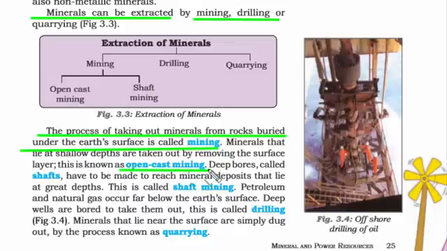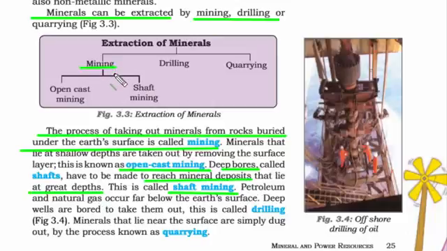What they do is, with the help of dynamite, they blow the earth's surface to remove the layer that contains the mineral. Another type of mining is shaft mining. What they do is, they make a deep bore on the earth's surface. It is done at a greater depth to reach the mineral deposits. So all of this falls under mining.